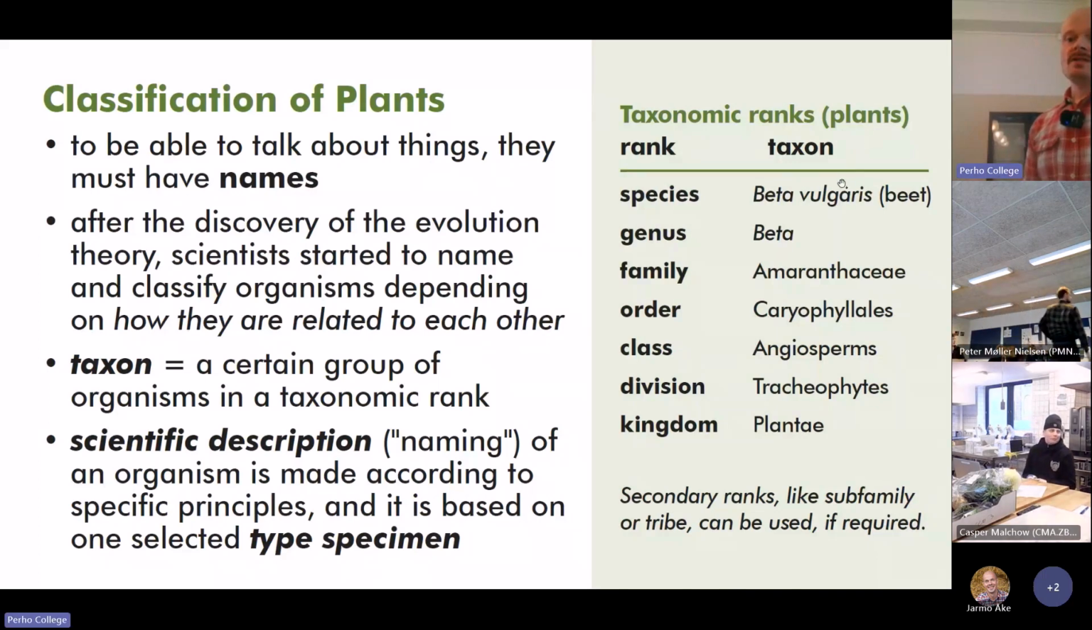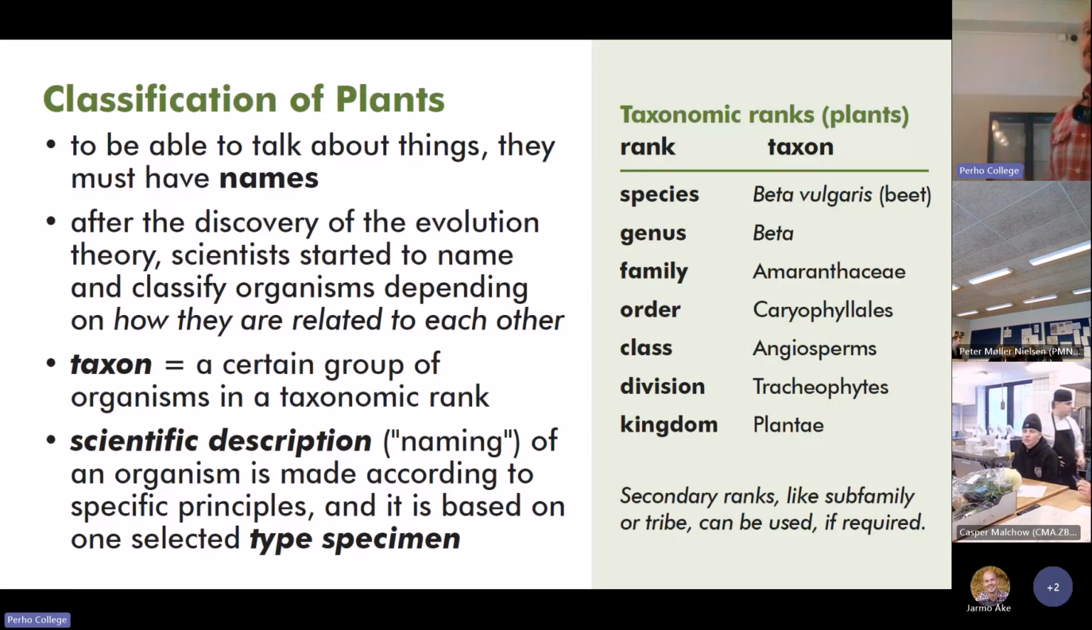The main unit of taxonomic ranks is species. Here, for example, is Beta vulgaris, or beet, or beetroot. And then the next higher rank is genus. So some closely related species are gathered together into one genus. In this case, it would be Beta, the beets.